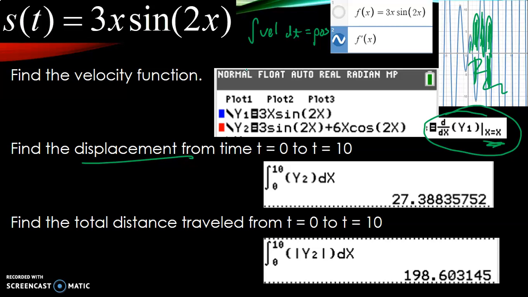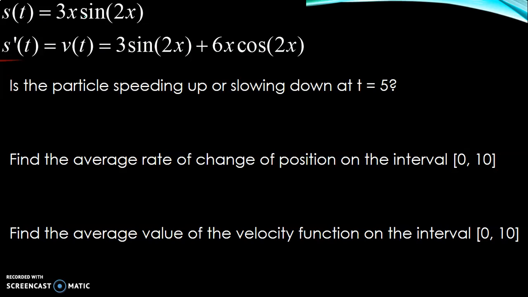All right, let's look at a couple other examples with this same function. So I've got my original position function, and now I've got my velocity function up here. The first question is, is the particle speeding up or slowing down at t equals 5? Now, we definitely need to look at acceleration because that's telling us how our velocity is changing. So acceleration is going to be the derivative of velocity.